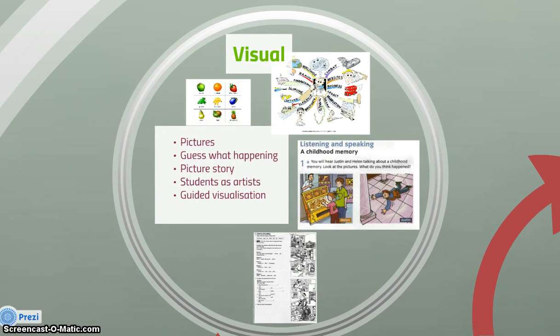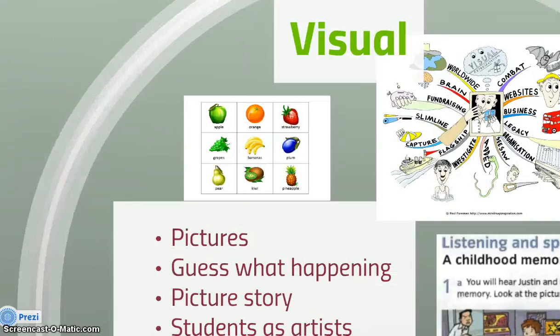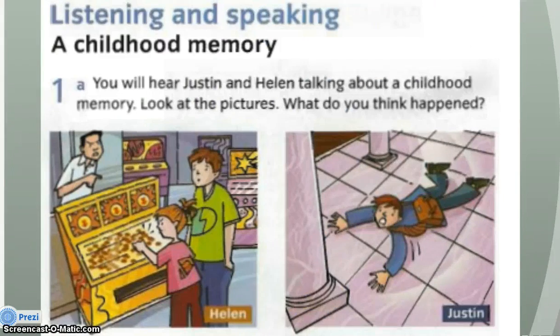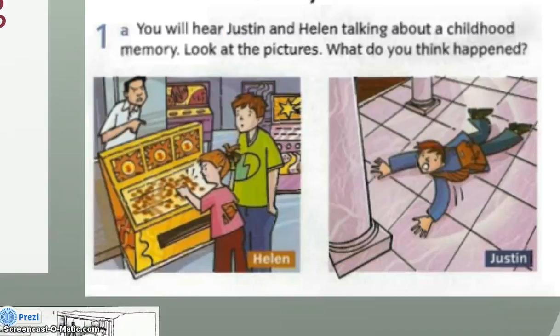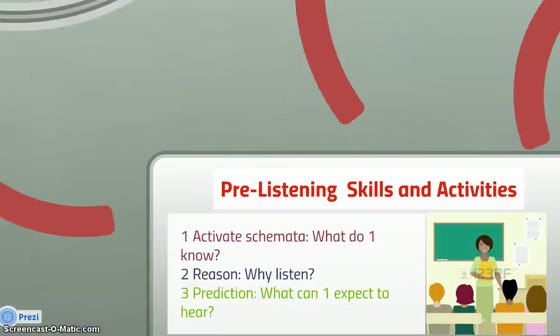Another one is the visual way. So you can show pictures about the recording they are going to listen to, so they can have an idea of what's going on and try to interconnect what they are listening to with what they have seen before. And those are some of the sources that the books provide to you for this kind of activities.